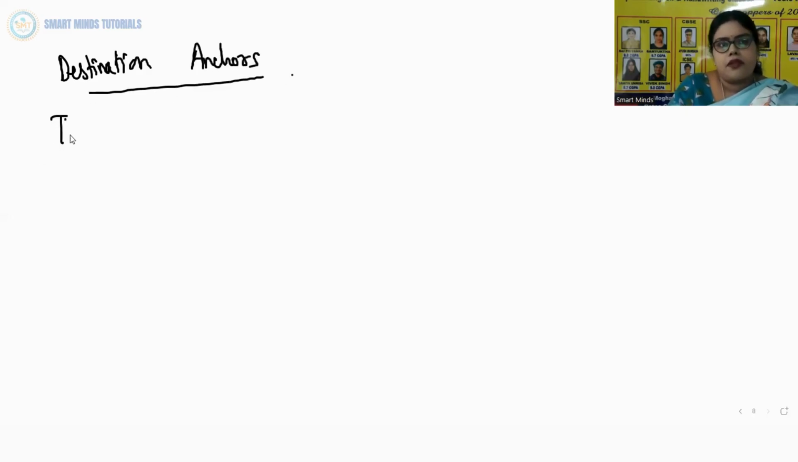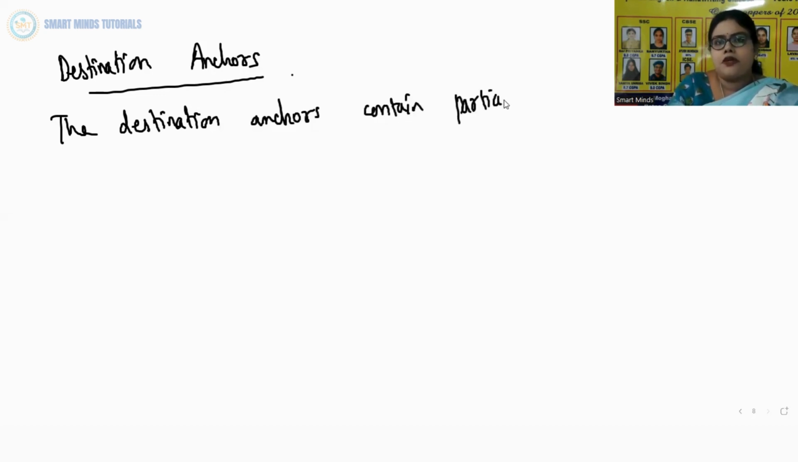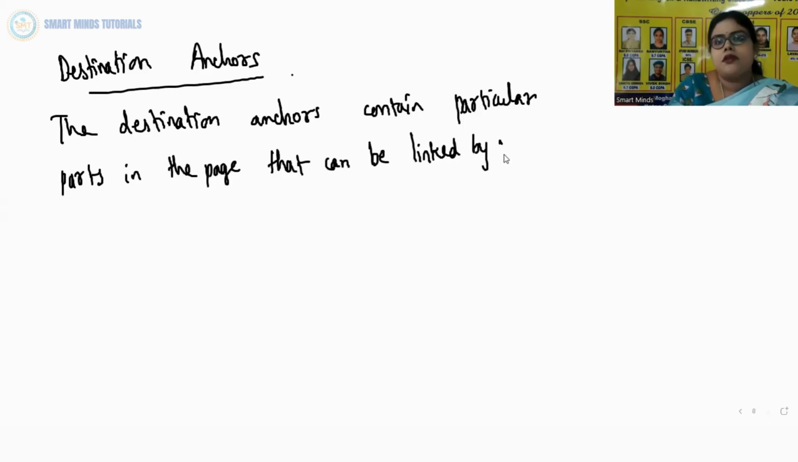Now let us understand about destination anchors. The destination anchors contain particular parts in the page that can be linked by a source anchor.